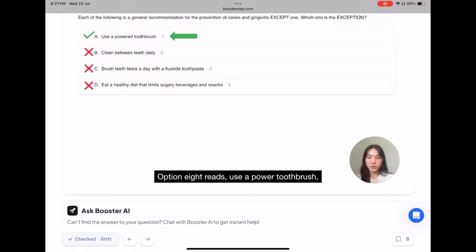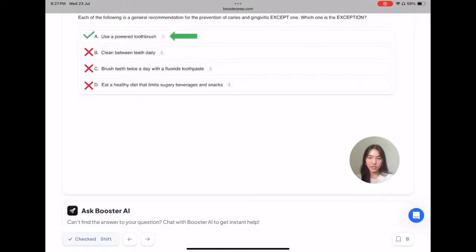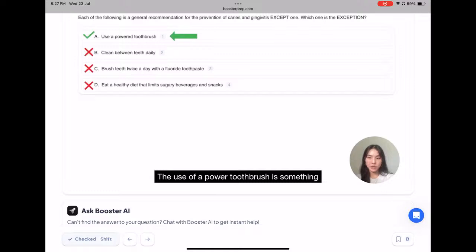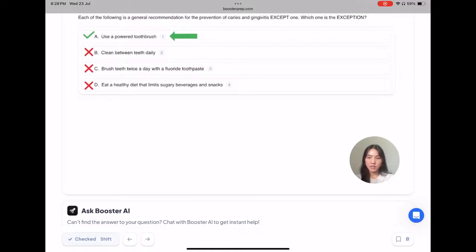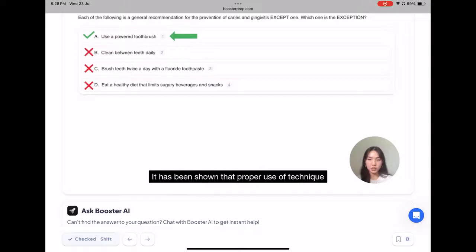Option A reads use a power toothbrush, and this is our correct answer as it is not a general recommendation. The use of a power toothbrush is something that can be recommended to individuals that are having issues with motivation or manual dexterity. It has been shown that proper use of technique with just a manual toothbrush is just as effective as use of a powered one.